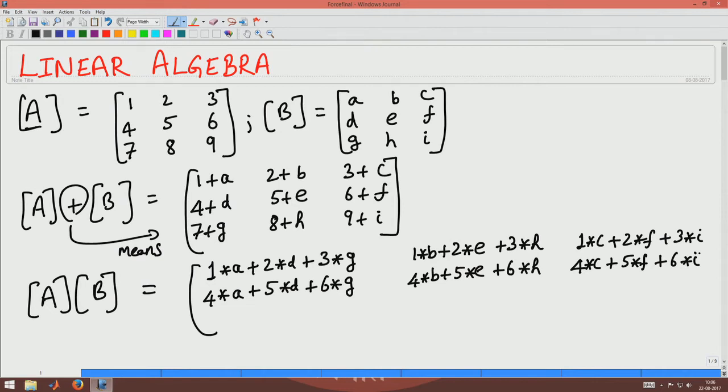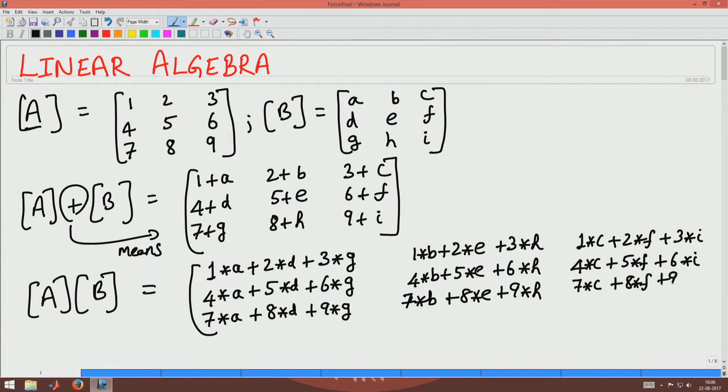The last row of this, I am sure you would have recognized the pattern by now, would be 7 into A plus 8 into D plus 9 into G, and here it is going to be 7 into B plus 8 into E plus 9 into H, and here it is going to be 7 into C plus 8 into F plus 9 into I. Okay. This is what matrix multiplication means.